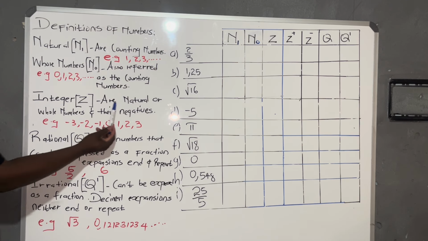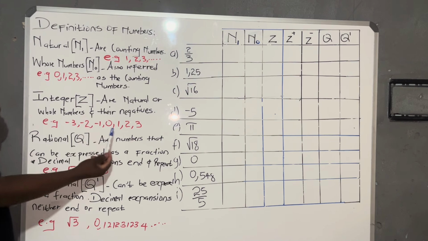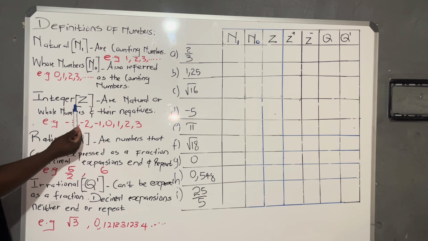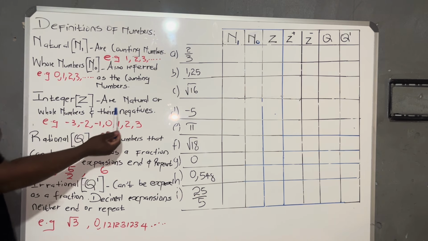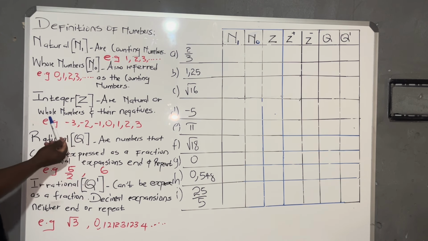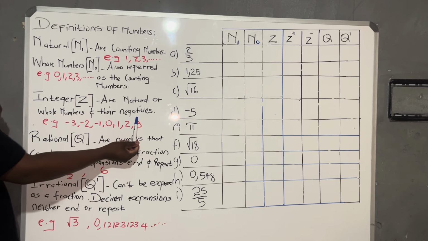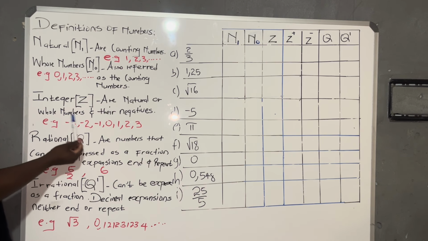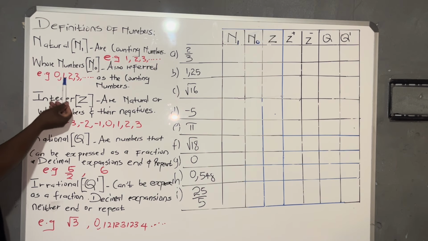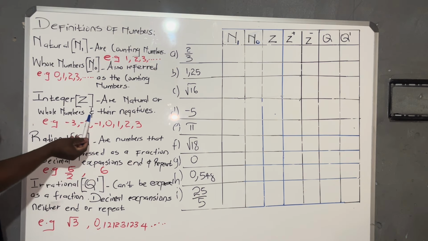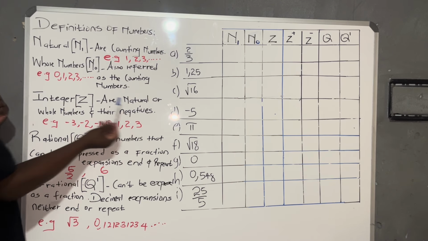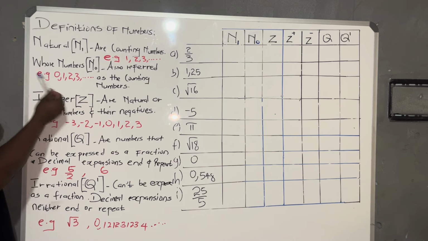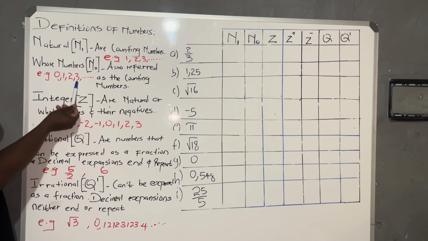We agree that natural numbers are 1, 2, 3. Now they say integers are actually made up of natural numbers, whole numbers, and their negatives. Part of natural numbers is this 1, 2, 3. Part of whole numbers is equal to 0, because 1, 2, 3 are also there. And also their negatives. So if this is 1, 2, 3, their negatives are -1, -2, -3.